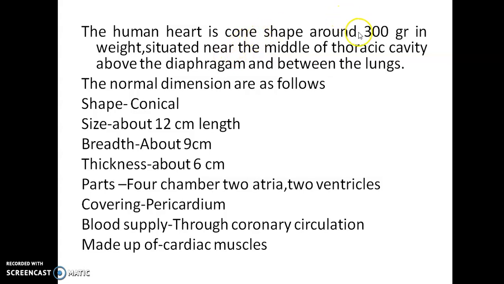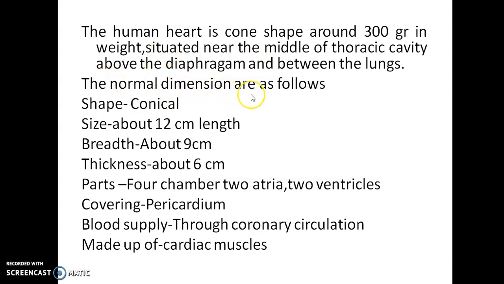The human heart is a cone-shaped organ, around 300 grams in weight, situated near the middle of the thoracic cavity, above the diaphragm and between the lungs. This is the location of our heart, and we know that it has four chambers, and the main function of our heart is to pump the blood.